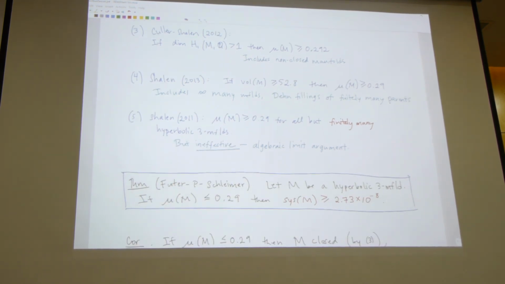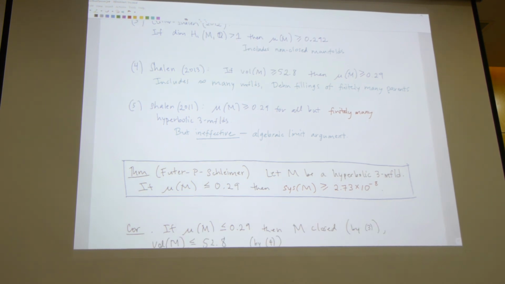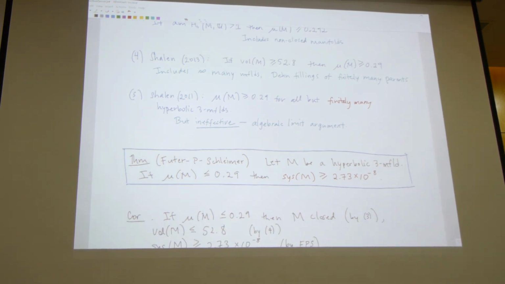Okay, so what do we add to this? It comes out of our cone deformation techniques that if you have a hyperbolic 3-manifold whose Margulis number is less than 0.29, then the length of the shortest geodesic inside that manifold is at least something very small, but at least some effective bound. 2.73 times 10 to the minus 8 is the lower bound on the systole length for this particular manifold.